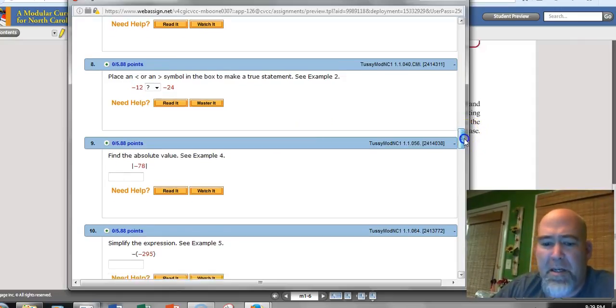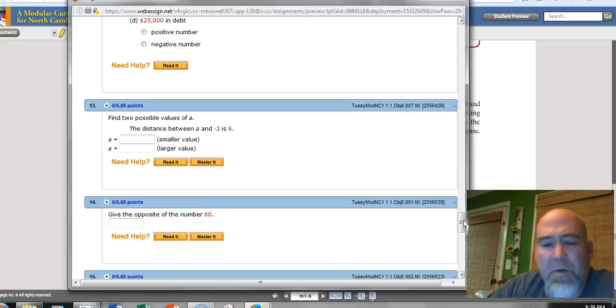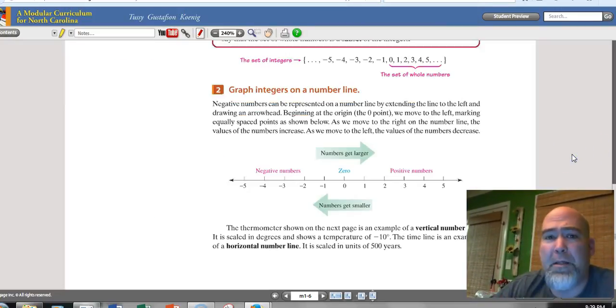And the last one, just to eyeball, is number 13. The distance between A and negative 2 is 6. There's a couple different answers that you could put on this one, so I want you to think about it. Looking at this number line, between negative 2 and what is the distance 6? There are two different ways, because again, the distance between is a positive value. So I could have a distance this way and a distance this way. So think about that problem. Think about how you could get that positive distance of 6 looking at two different values.